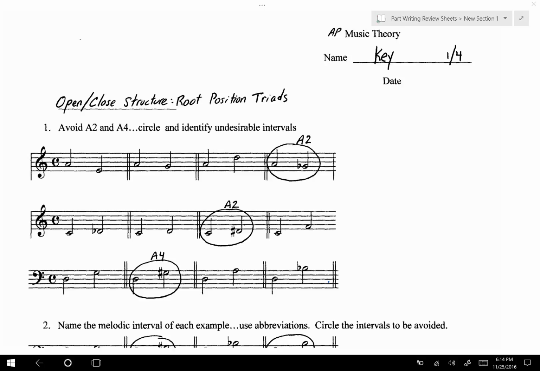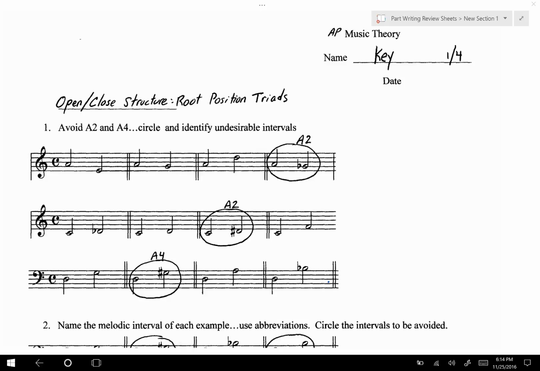AP, let's look at our open and close structure root position triad packet. This is 4 pages. For part 1, they want you to basically find the augmented second and augmented fourth intervals, circle them as they are undesirable.